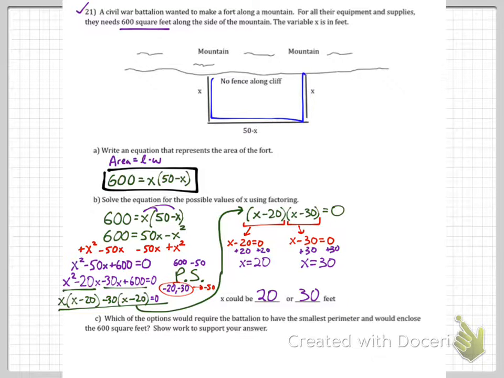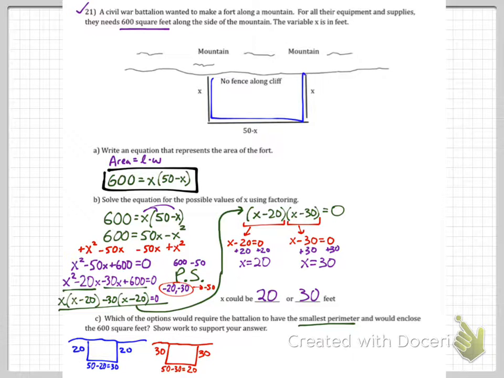Last question: which of the options would require the battalion to have the smallest perimeter when closed, the 600 feet? Well, smallest perimeter, that's adding up all the sides. Let's plug in 20 and 30 for x into the diagram and see which has the smaller sides. When I plug in 20, I get 20 on the sides, and 50 minus 20 is 30. So I get 20, 30, and 20 as the three sides. If I plug in 30 for x, I get 30 on either side, and on the bottom, I get 50 minus 30, which is 20.